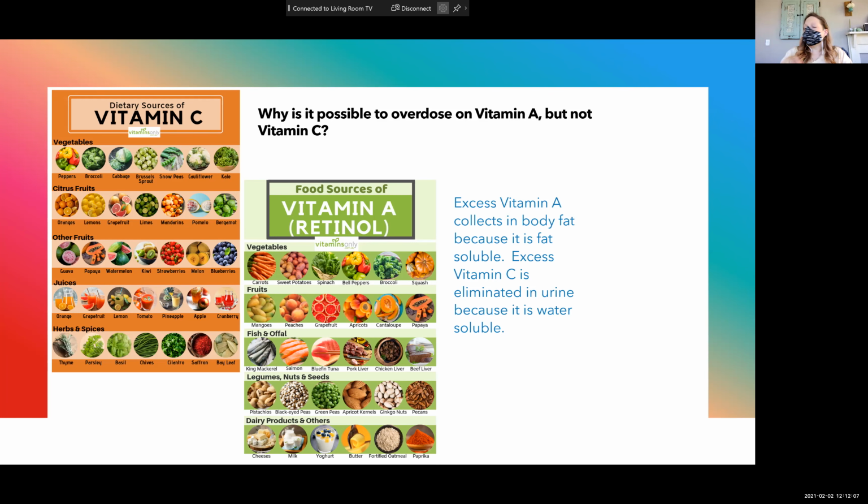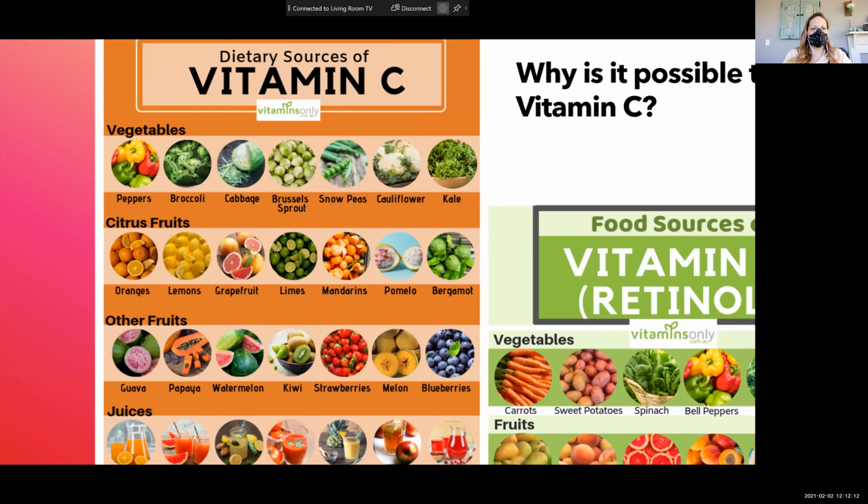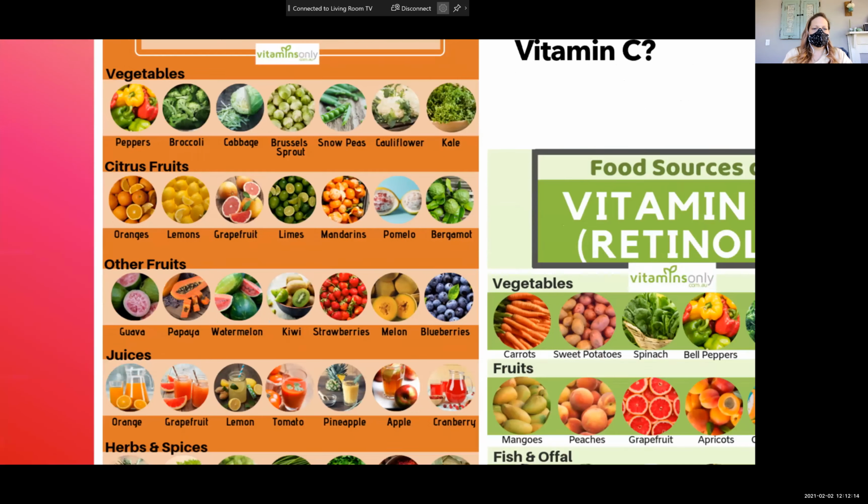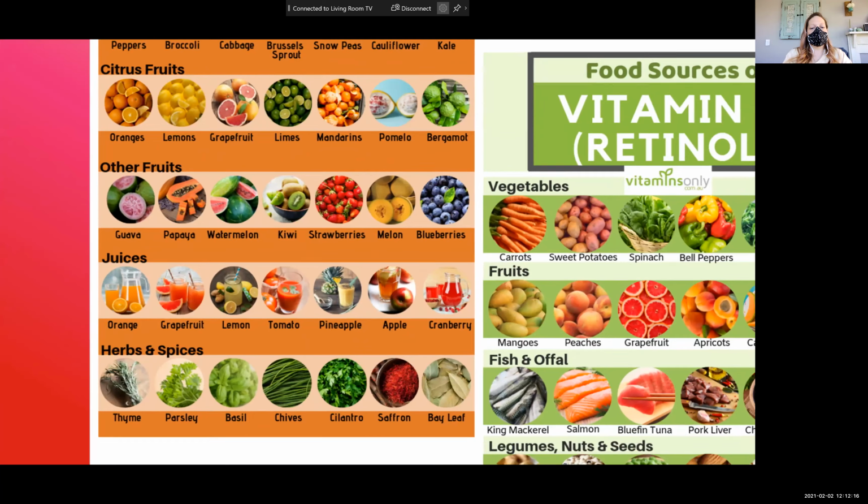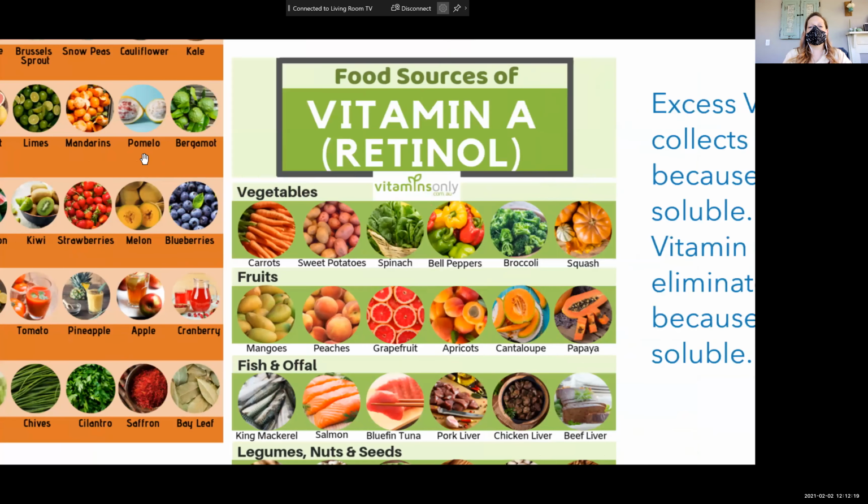So for fun, I put up some examples of vitamin C and vitamin A. So you can get C in all these delicious yummies here. Grapefruits and lemons and tomatoes, and also chives and cilantro. And there's your vitamin A.